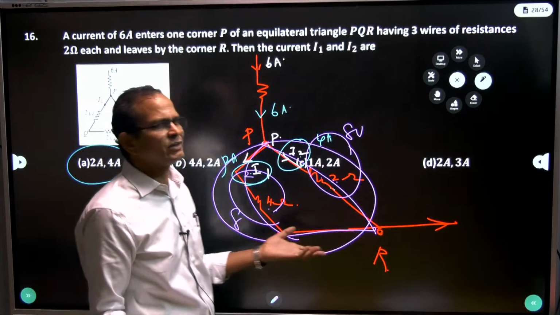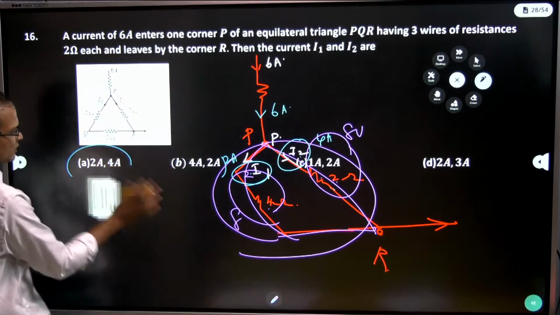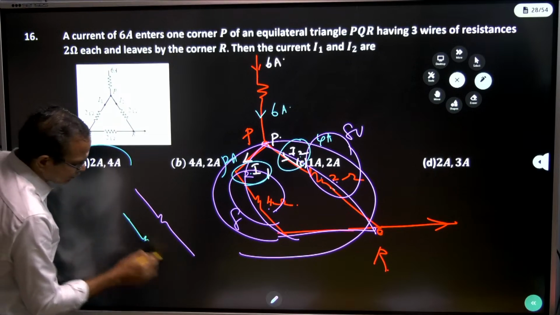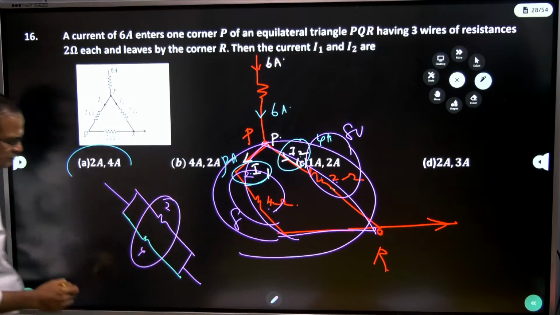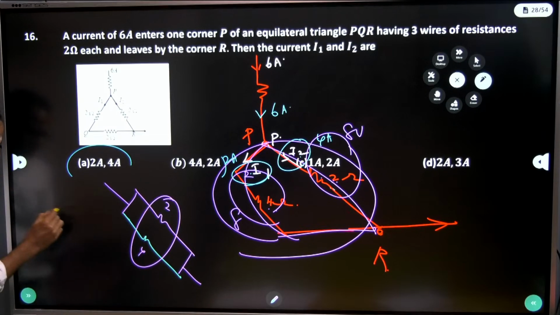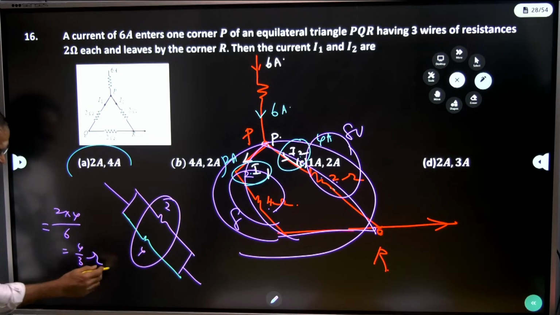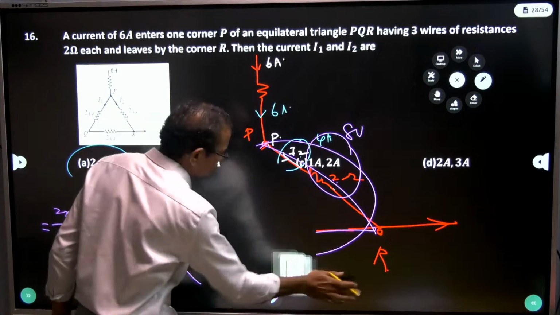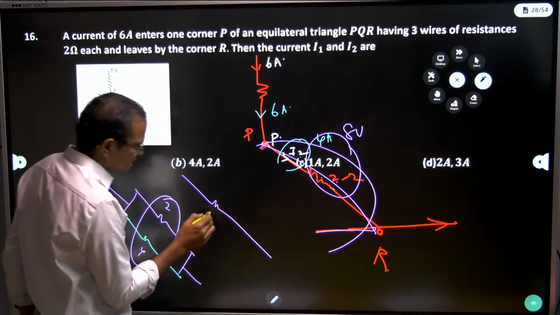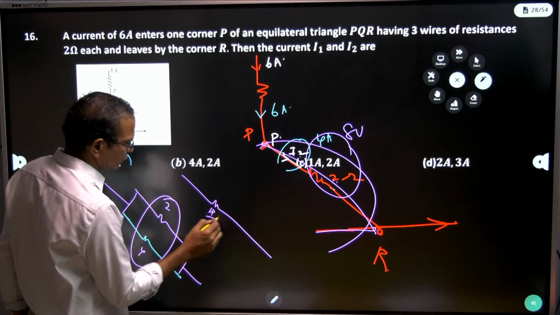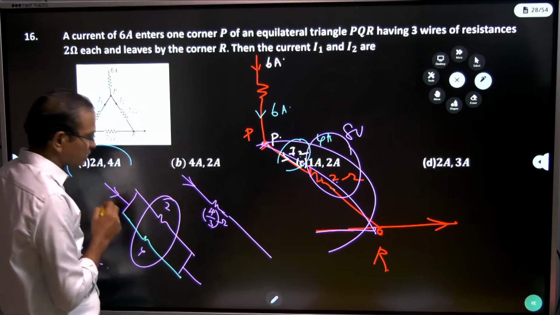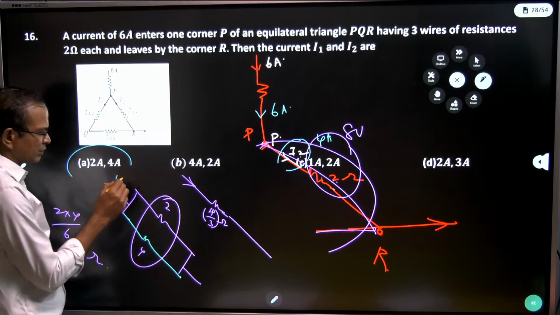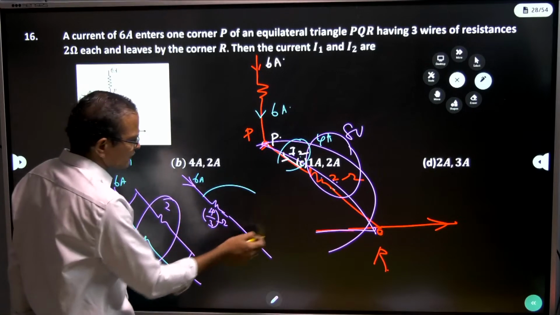Sir, I didn't understand this, please tell another way. We can give another way. Now your 2 and 4 are connected in parallel. What's the effective resistance? 2 into 4 over 2 plus 4, that is 4/3 ohm. So this can be replaced with a single resistance of 4/3 ohm. What's the current flowing through this? 6 ampere.